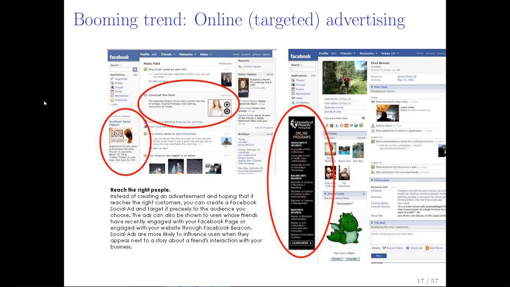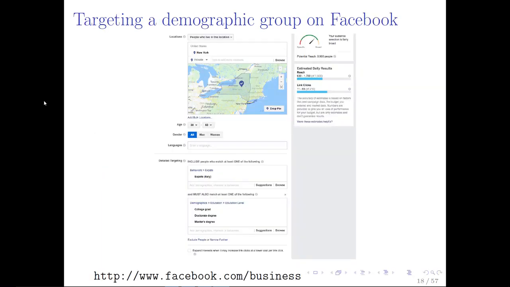And so a company like Facebook makes it very easy for people who want to advertise to do so. So say that if you want to create an ad on Facebook, that's very easy. You just need to go to facebook.com/business, you click on create an ad, and then you'll be shown something like this. It's a form where you can choose who you want to target with your ad.